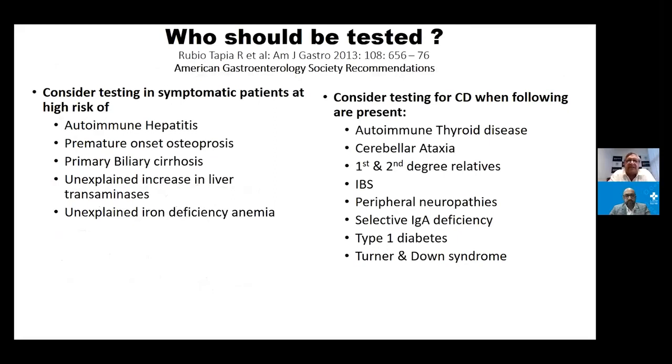The American Gastroenterological Association recommends that we should test symptomatic patients at high risk of celiac disease, which means autoimmune hepatitis, premature onset of osteoporosis, etc. We should consider testing for celiac disease when the following are present: autoimmune thyroid disease, cerebellar ataxia, first and second degree relatives, IBS, peripheral neuropathies, selective IgA deficiency, type 1 diabetes, Turner and Down syndrome.